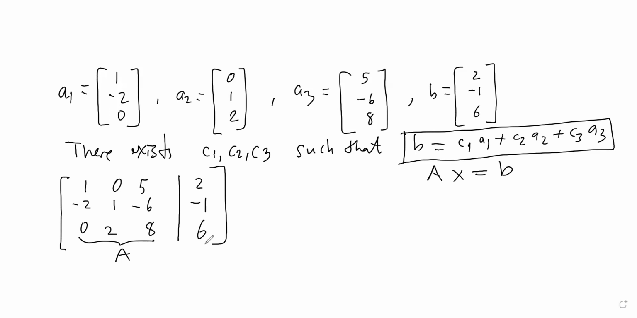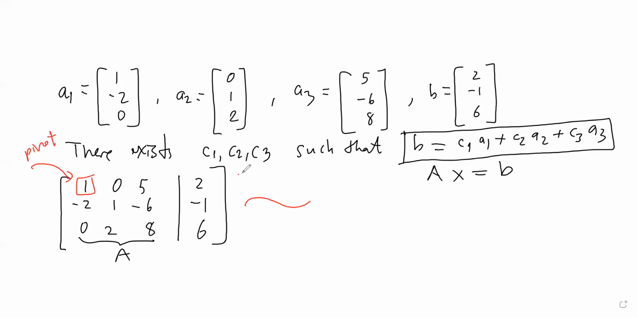Now I'm going to reduce this. If this augmented form gives us a solution, that means C1, C2, C3 exist, and therefore B can be a linear combination. So that's what I'm after right now. Okay, so now let's try to row reduce that. We can choose this as our pivot position. So this is our pivot.